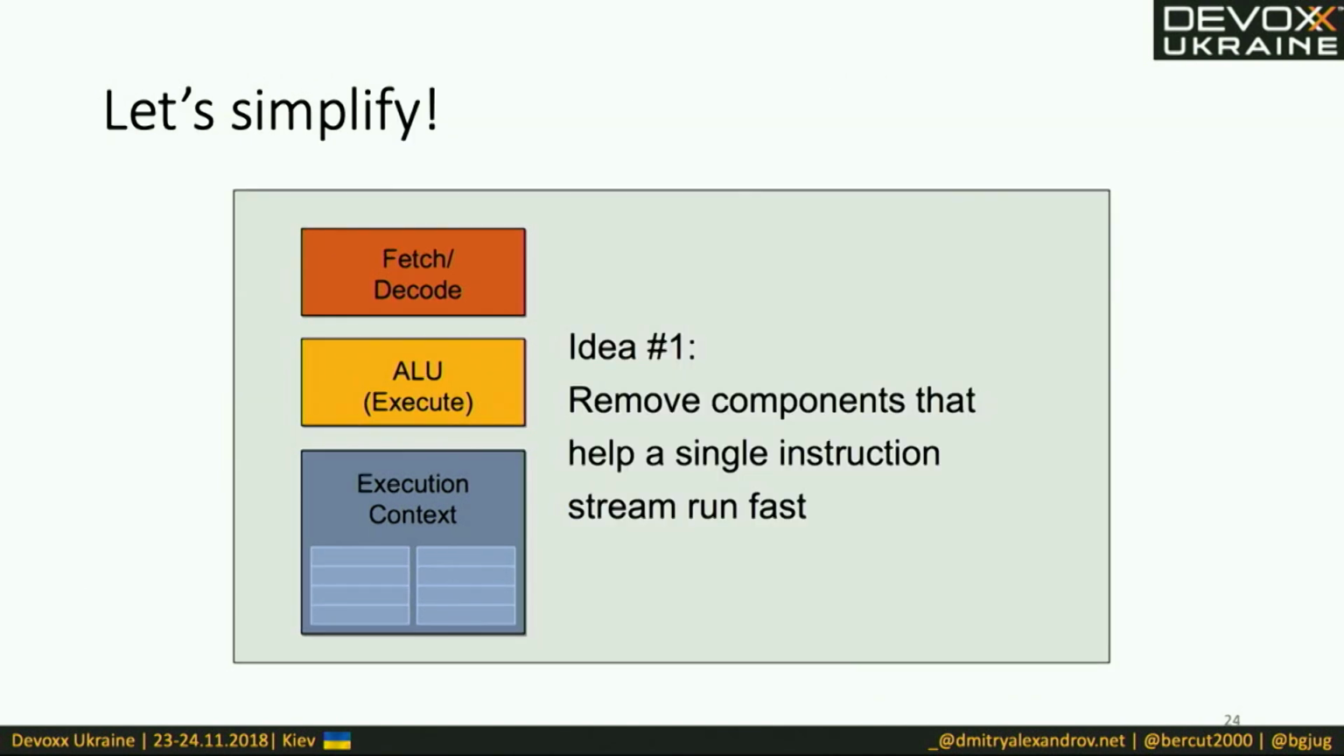For graphics, since we most of the time work with arrays of data, we know very well what the next data we're going to process is. Just remove all the extra things. Make a processor really stupid. So we need only fetch, decode, ALU, and some context to make it run. And since the processors are very stupid, they are very cheap.